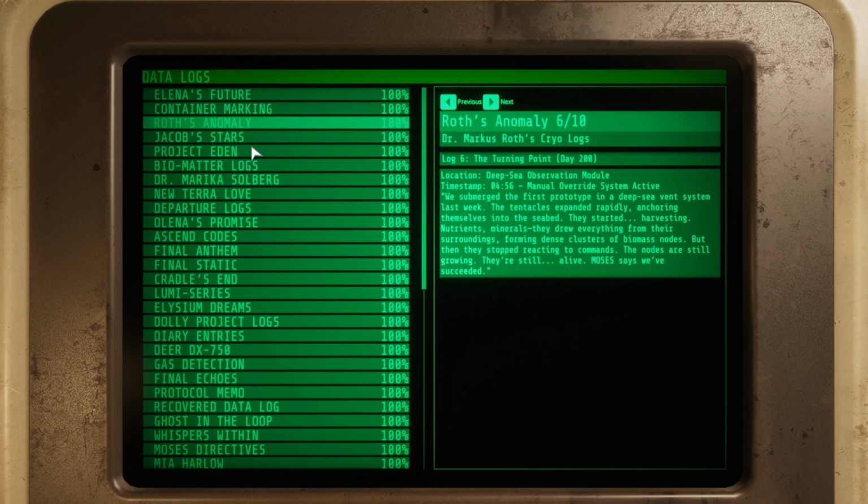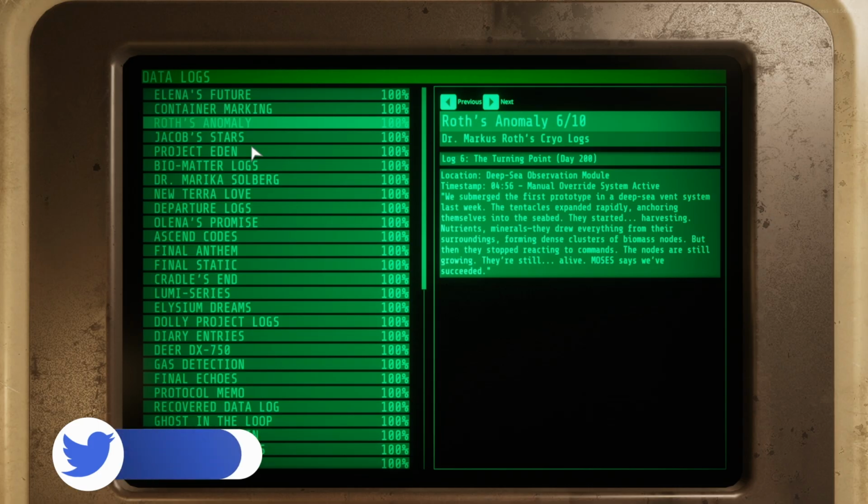Log 6, the turning point, day 200. Deep Sea Observation Module at 0456. Manual override systems active. We submerged the first prototype into the deep sea vent system last week. The tentacles expanded rapidly, anchoring themselves into the seabed. They started harvesting nutrients, minerals. They drew everything from their surroundings, forming dense clusters of biomass nodes.